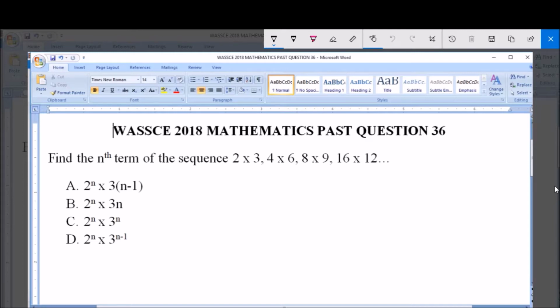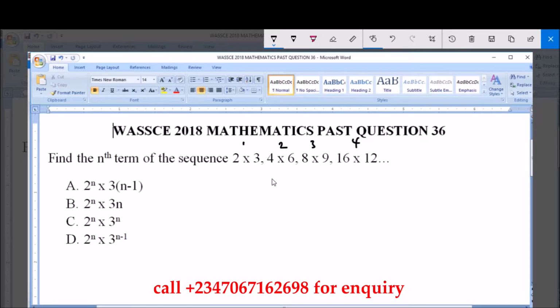Find the nth term of the sequence 2 times 3, 4 times 6, 8 times 9, 16 times 12. Now looking at this sequence, you observe that this is the first term, the second, the third, and the fourth term. Now looking at this, you see that the first part of this sequence are powers of 2.